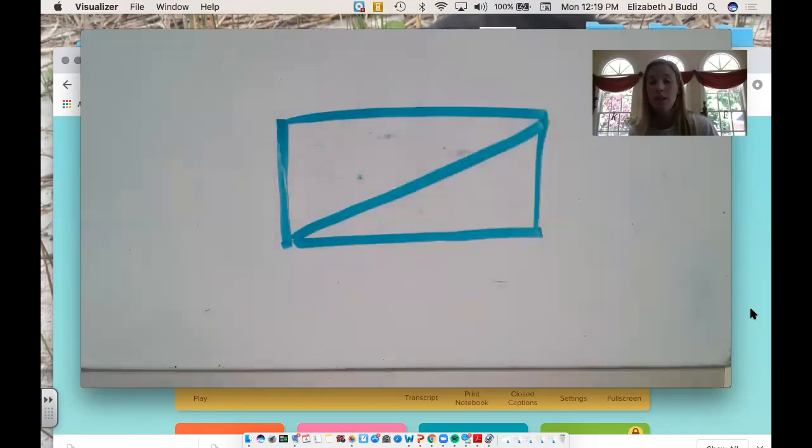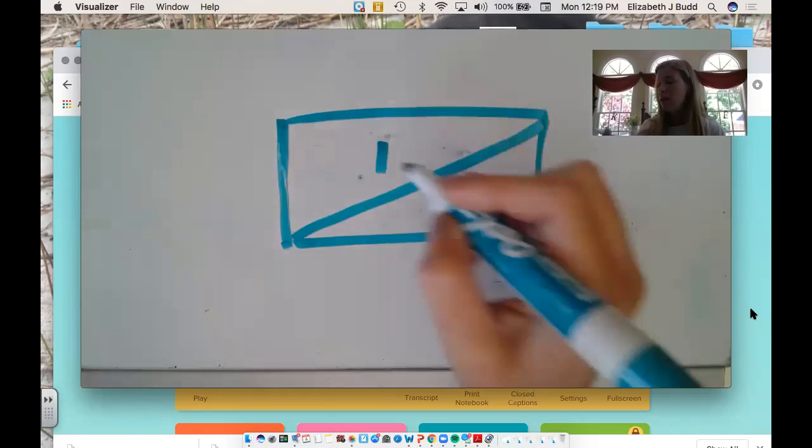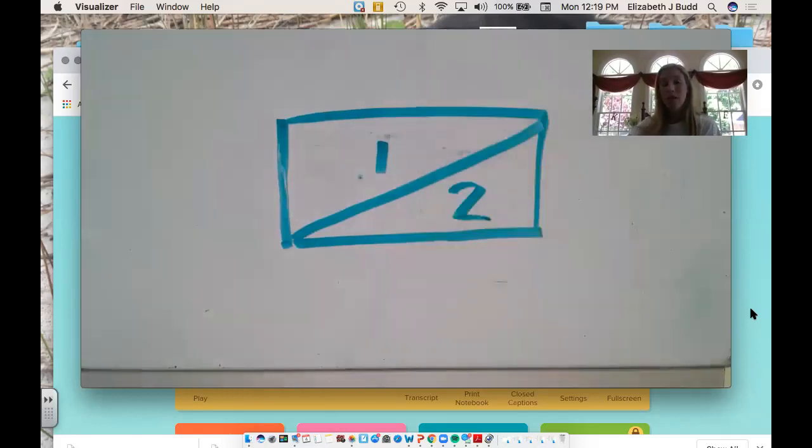Did I split my rectangle into halves? Yes or no, and why? I actually did this time. I have one piece here and one piece here, and both of them are equal. So this is correct.